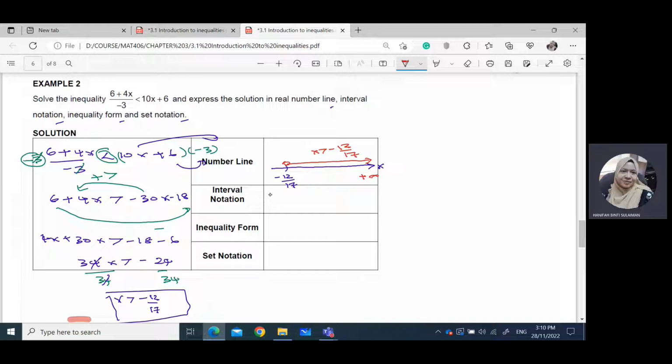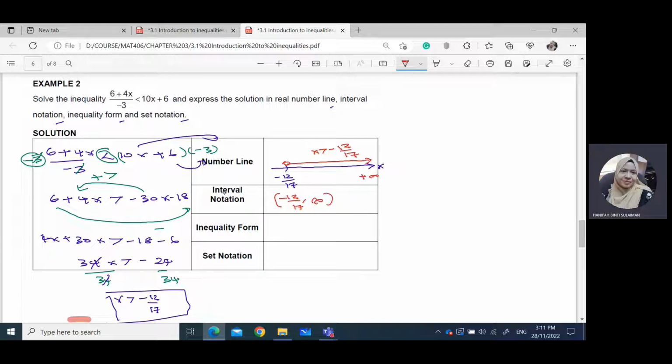Okay, so for interval notation, so the minimum value for x, okay, is a negative 12 over 17. Okay, so for this side, we use open bracket. Kita gunakan open bracket sebab negative 12 over 17 does not include in x value. Dia bukan nilai x. Okay, so ingat nilai x adalah lebih besar daripada negative 12 over 17. Okay, so and the large number for x is infinity.